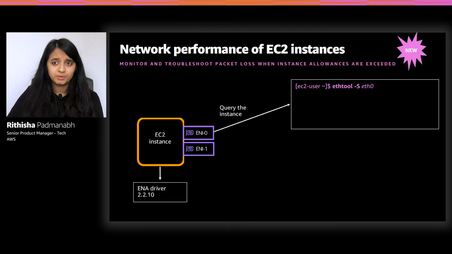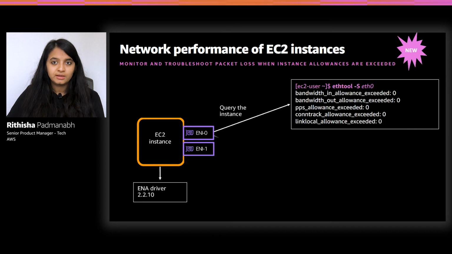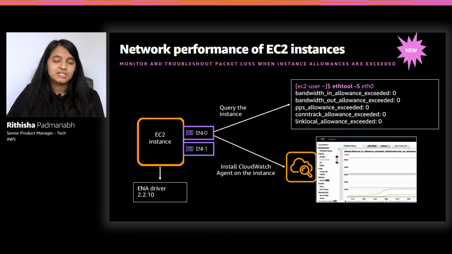So here's an example of the command that you can run on your Linux instances and query these metrics on demand, right? And these metrics are essentially real-time snapshots of the number of packets that were discarded since the last time your ENA driver was reset, because either the bandwidth in and out allowance was exceeded or PPS was exceeded or contract and so on. You can also install a CloudWatch agent on the EC2 instance and create custom metrics in CloudWatch to track these metrics.